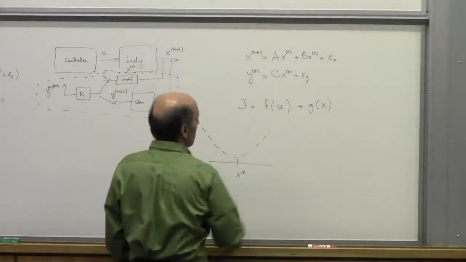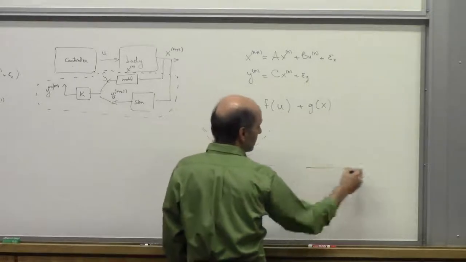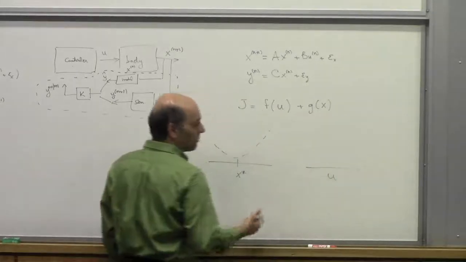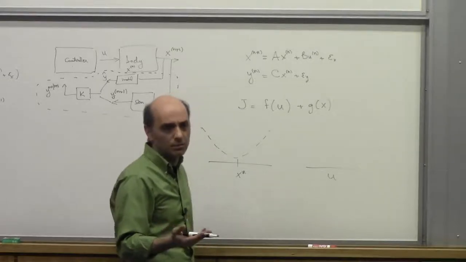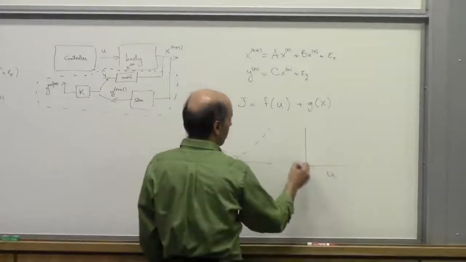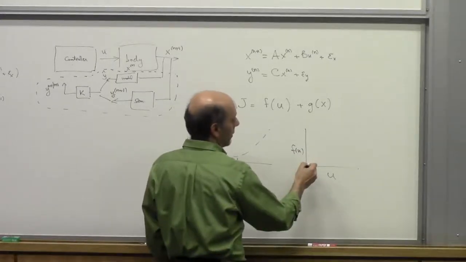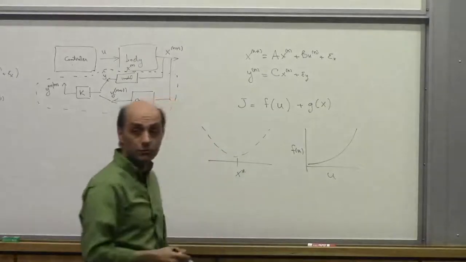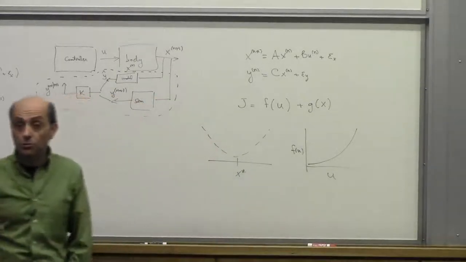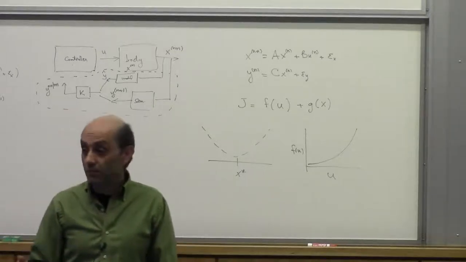This f here is some function of effort. As you generate your commands, it just makes sense to be as lazy as possible. So this function, f of u, is going to grow in some way, maybe quadratically, maybe in some other way. It's going to grow as a function of u. So it's good to be as lazy as possible.